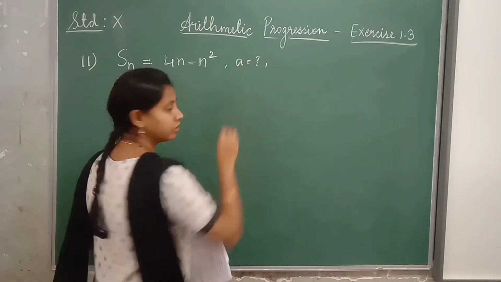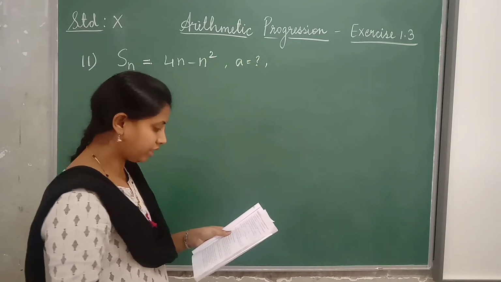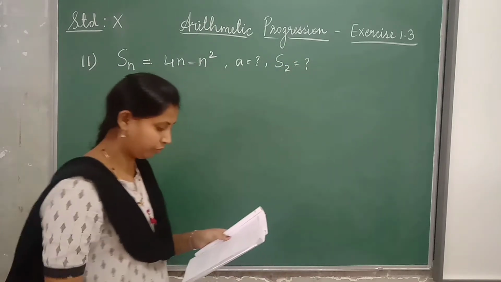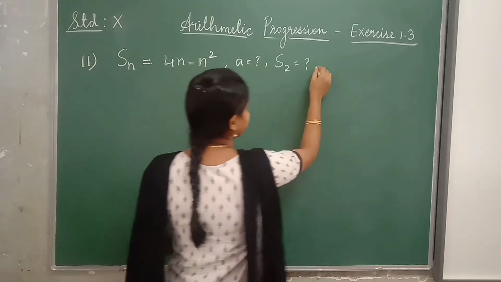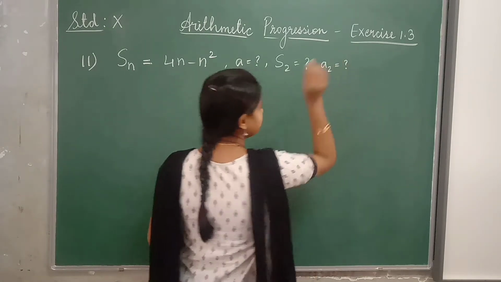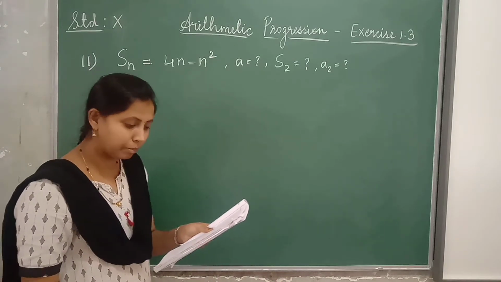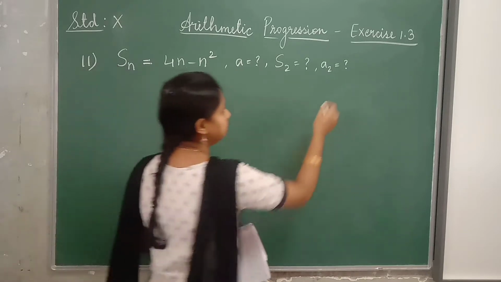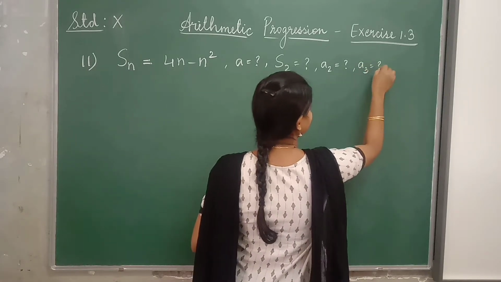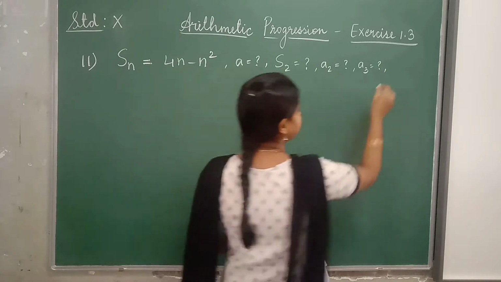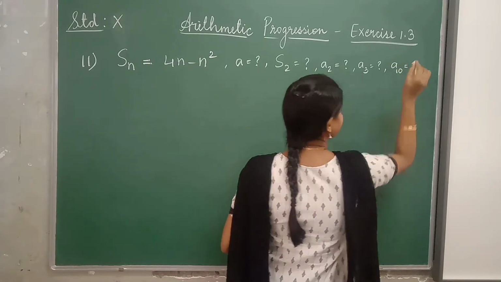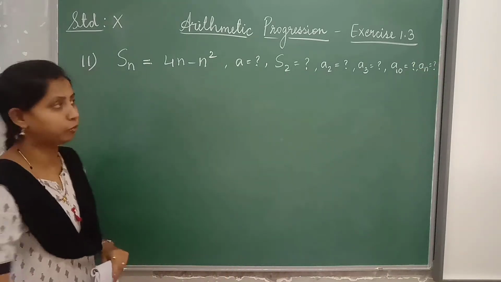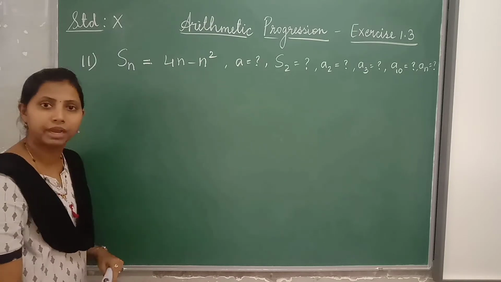You have to find first term. Then what is the sum of first two terms, that is S2 you have to find. Then what is the second term, that is A2 you have to find. Then similarly find the third, the 10th and the nth terms. You have to find third term, that is A3. Then 10th term A10 and also the nth term, that is an. These are the things you have to find using Sn is equals to 4n minus n square.